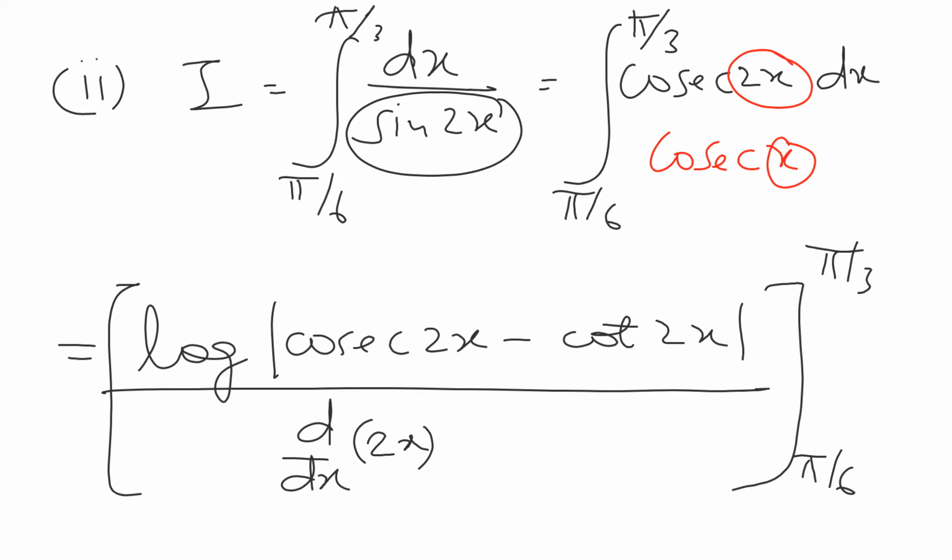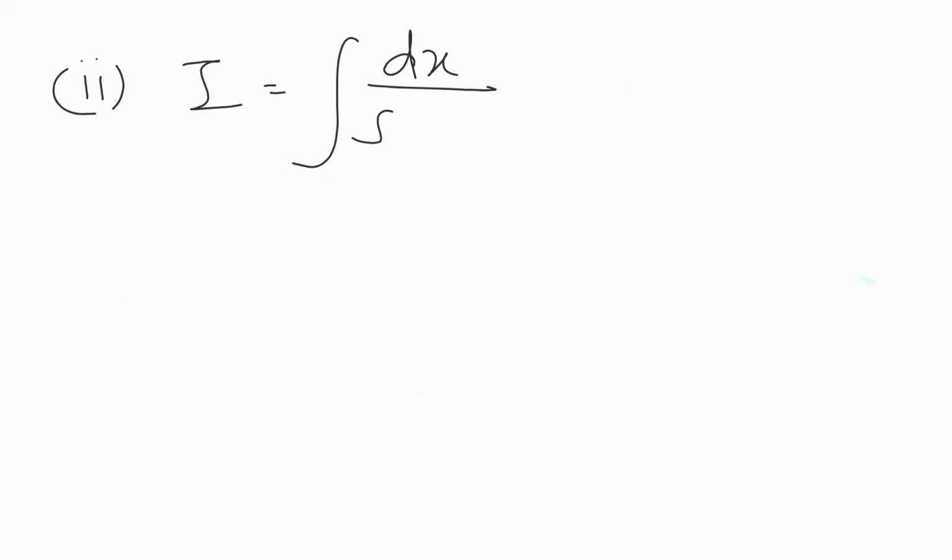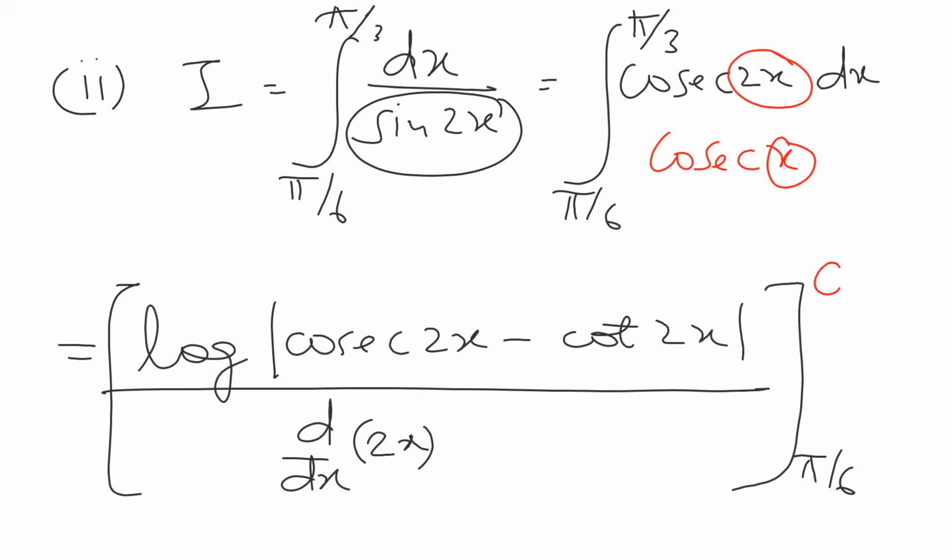So instead of π/3, I'll just write 60 degrees, and instead of π/6, I'll just write 30 degrees. I hope you know how to calculate this, radians to degrees. Take π as 180 and then you can just get it in degrees. Okay. So next step, I'll just write box minus box.